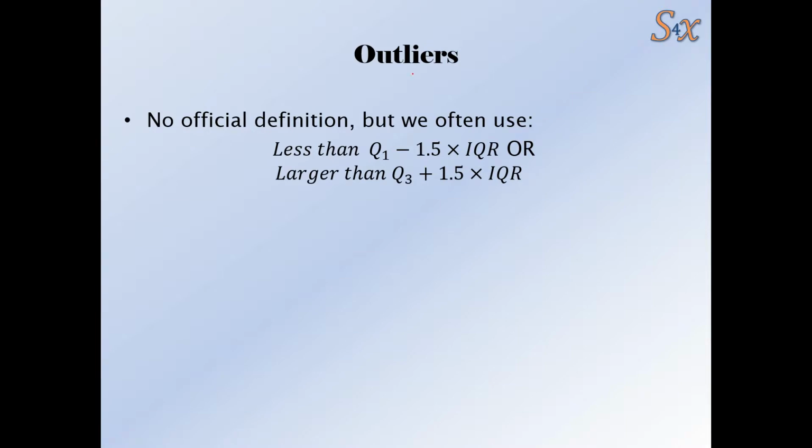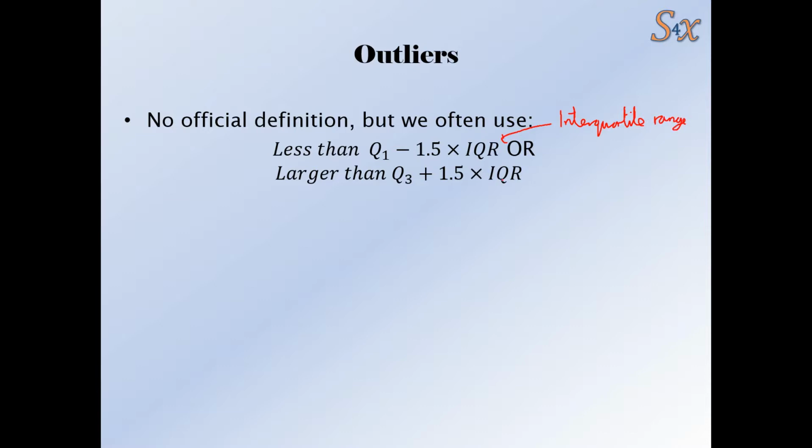So we say if a piece of data is less than Q1, if you remember what Q1 was from earlier lessons, that's 25% through the data. If a data point is less than Q1 minus 1.5 times the interquartile range, or if it's larger than Q3 plus 1.5 times the interquartile range, then we'd regard it as an outlier.